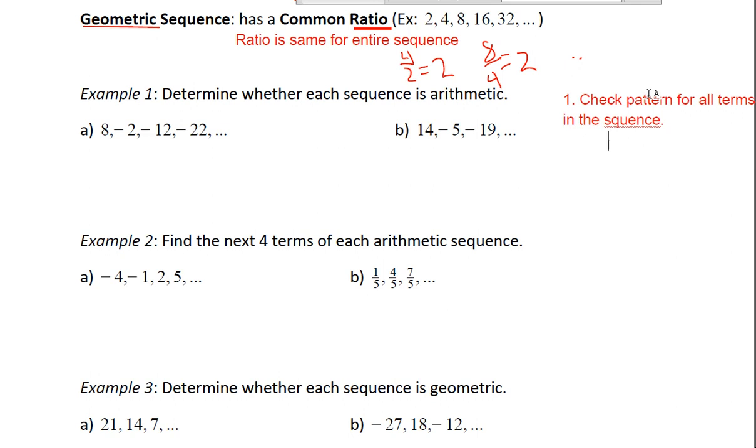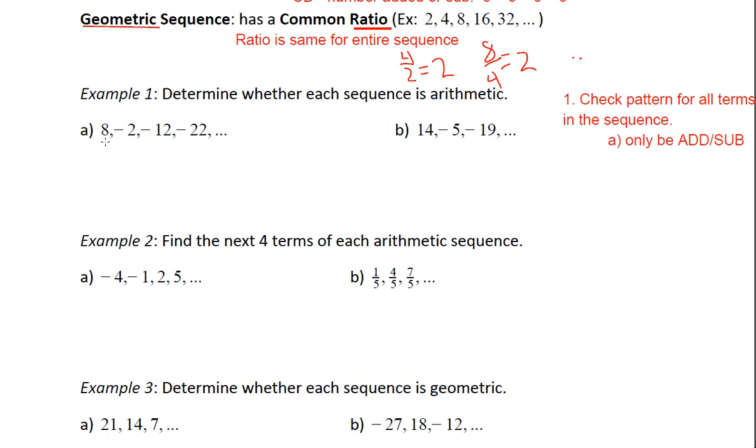And in order for them to be arithmetic, these can only be adding or subtracting. If they're the same for every piece, then we say it's an arithmetic sequence. What did I spell wrong? Sequence. There we go.